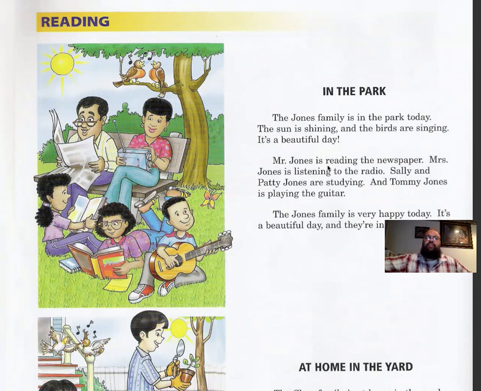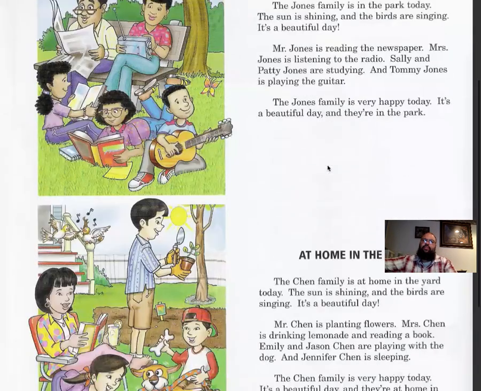Mr. Jones is reading the newspaper. Mrs. Jones is listening to the radio. Sally and Patty Jones are studying. And Tommy Jones is playing the guitar. The Jones family is very happy today. It's a beautiful day. And they're in the park. Very good. Let's do reading number 2.